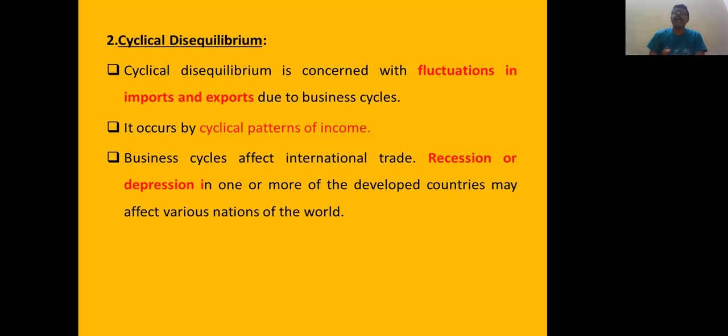And this is a continuous process. We cannot say that all the time exports will increase, or all the time imports will increase. Last year exports may be less, but this year exports may be more. In this way, there will be a registration of exports and imports numbers in the balance of payments. This also creates a disequilibrium.